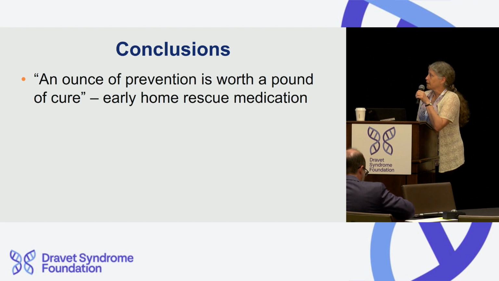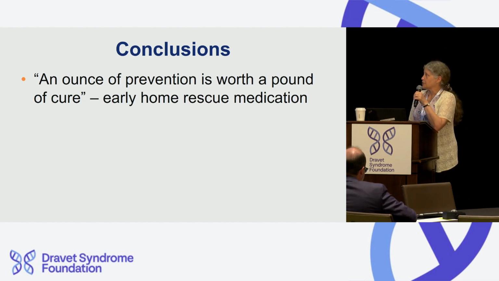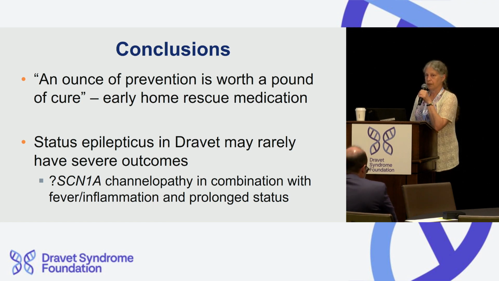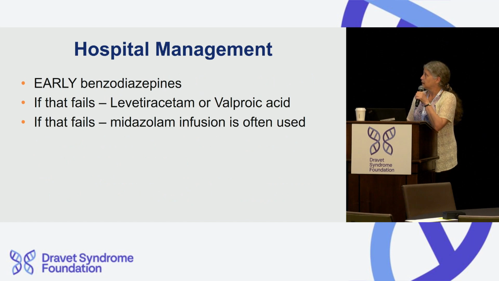So the bottom line here, I think, for treating prolonged seizures: an ounce of prevention is worth a pound of cure. So we really want to get those home rescue medications used. We want to have treatment started as quickly as possible. Status epilepticus in Dravet syndrome can rarely have severe outcomes, and we've heard about the acute encephalopathy, and we really want to avoid that in our kids.